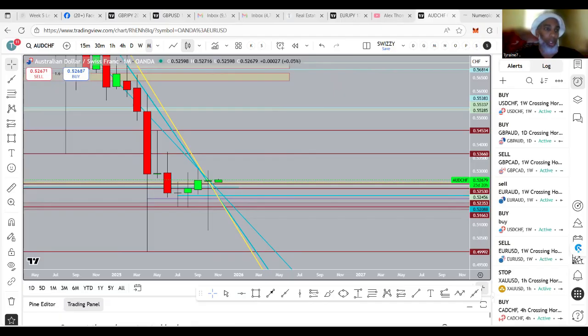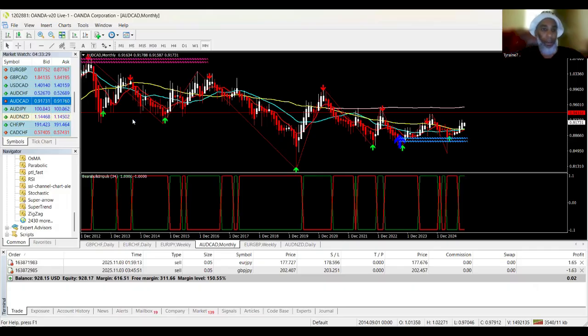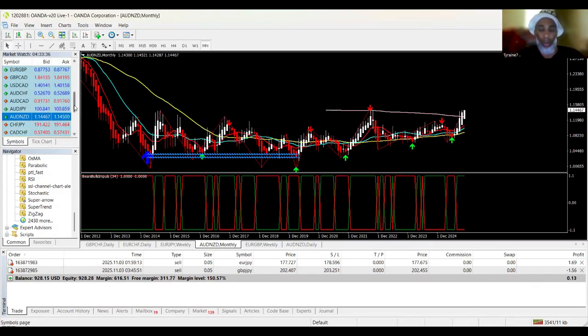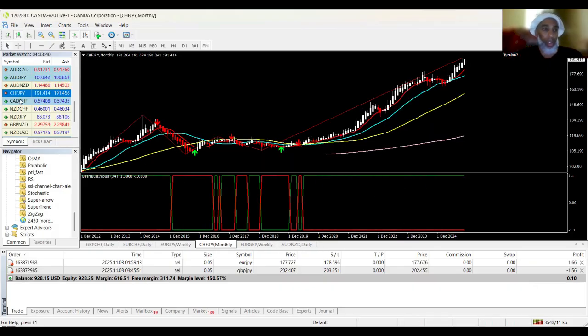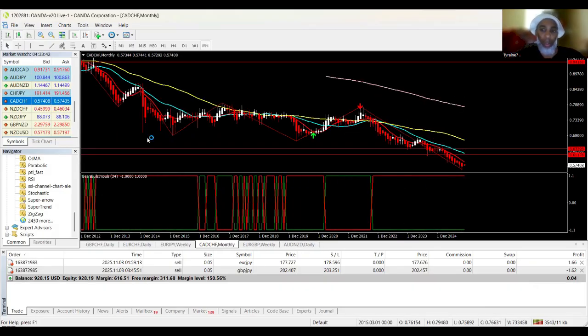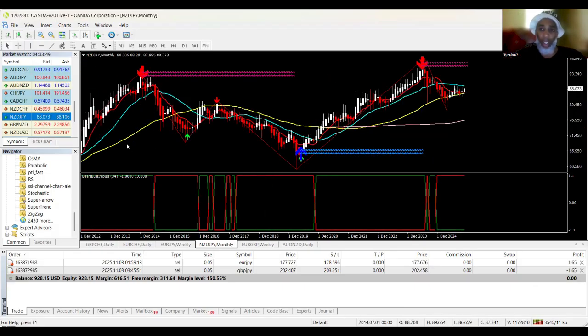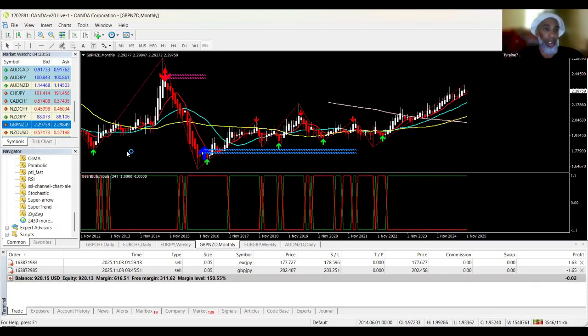Share my screen. All right, we'll go through a few more pairs. We should be done here. Let's see, monthly. No, CAD Swiss. Nah. NZD Swiss. NZDJPY. GBP, this is another one we can look at.